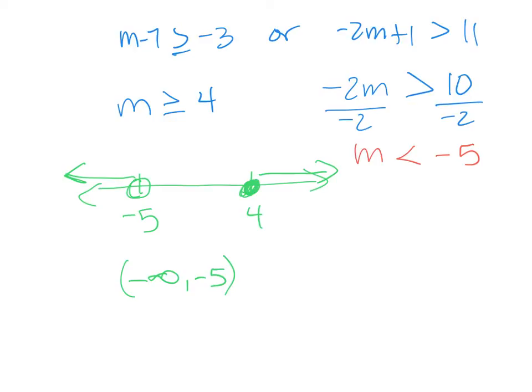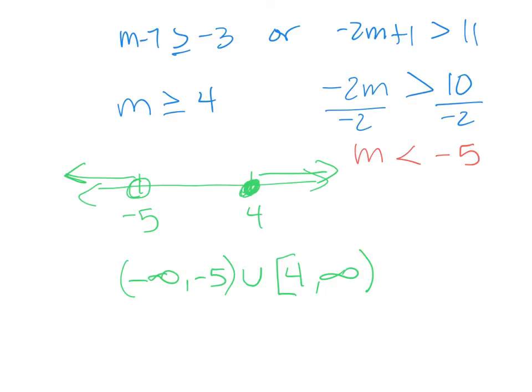Got it? And now what happens on the right side? It goes from 4 to infinity. Hard shell, soft shell, what? Hard shell on the 4, soft shell there because it includes the 4. And all you're going to do here is put a little u in there. And that means the union of those two sets of numbers.